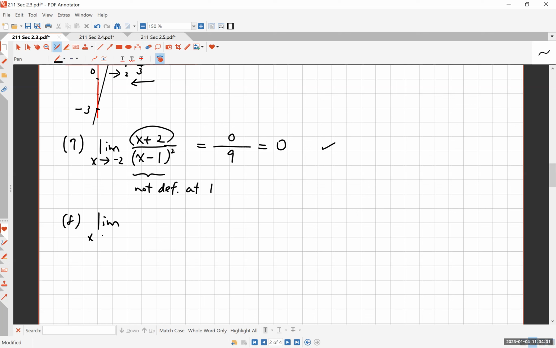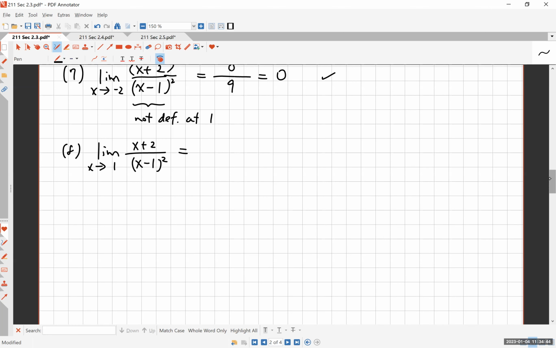By the way, the question would be very different if I ask you for the limit of the same function at 1. Okay, so now what we have to do is to work harder. All right, so what happens? Well, again, as x approaches 1, x minus 1 squared approaches 0, right? And in fact, it's always going to be positive.